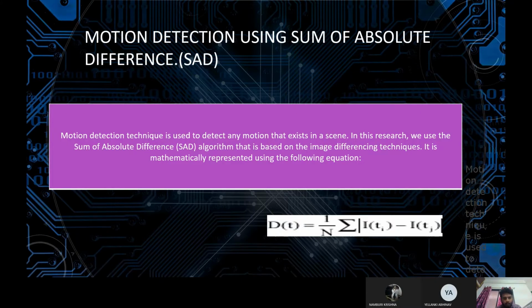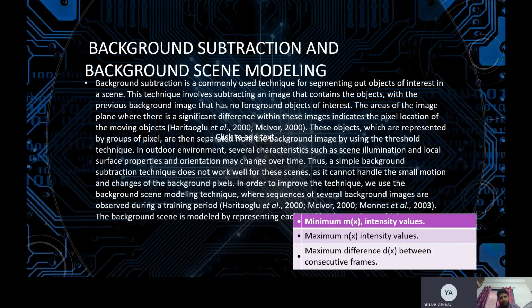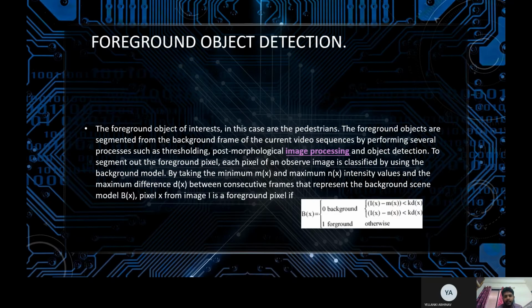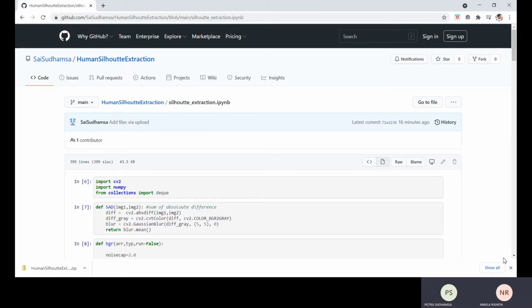Next, Abhinav will take over. The first methodology is motion detection using sum of absolute differences. The motion detection technique is used to detect any motion that exists in a scene. In this research, we use the sum of absolute differences algorithm, which is based on image differencing techniques. It is mathematically represented using the following equation, as shown on slide number 7. The remaining two methodologies are as mentioned in slide numbers 8 and 9. So I'm going to explain the code and how we have followed the methodology in the code.